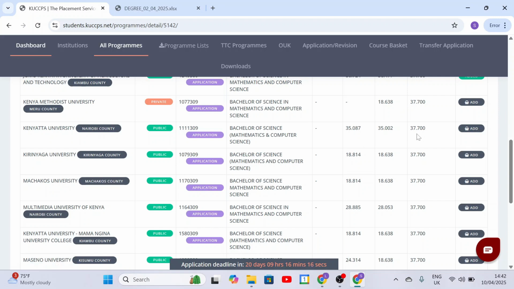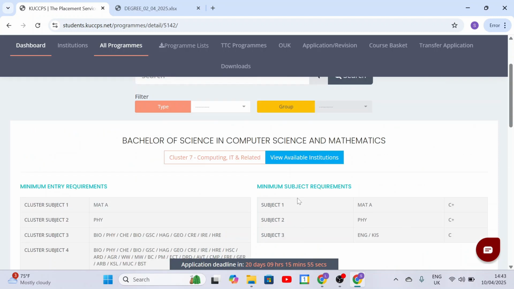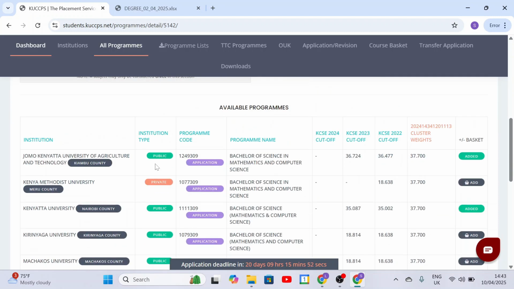So because I have a 37.7 and the cutoffs have been at 35, it means I'm eligible. I can add that. That's amazing. Then I can also check around, maybe I can go to Multimedia as well. I can go to Multimedia because I'm way above the cutoff, so I'm very much competitive. I can add that to the basket. Okay, and that is basically how you end up choosing your courses.